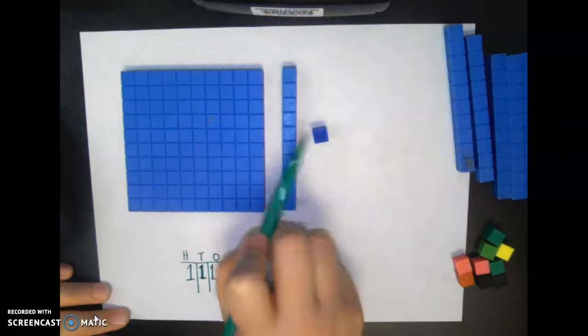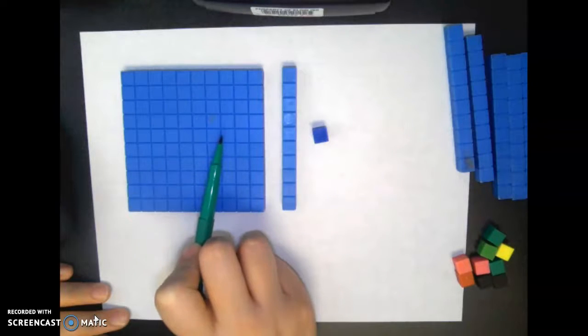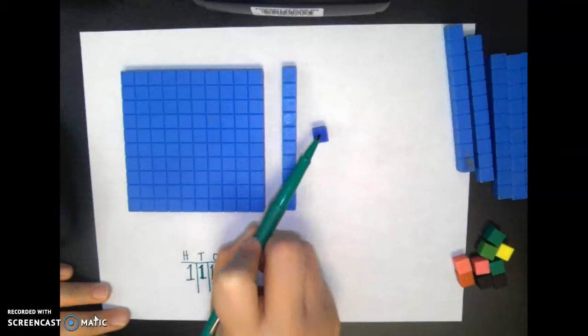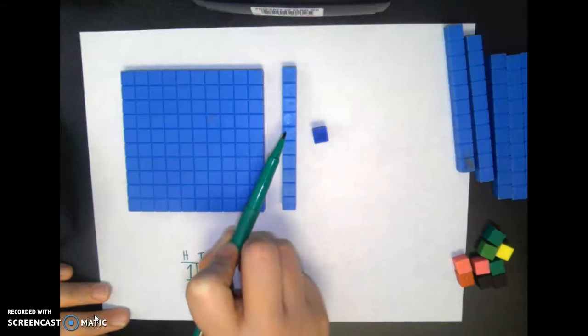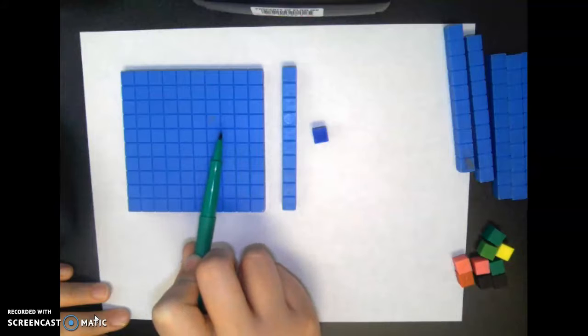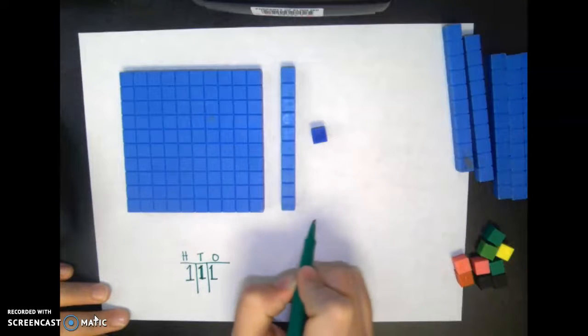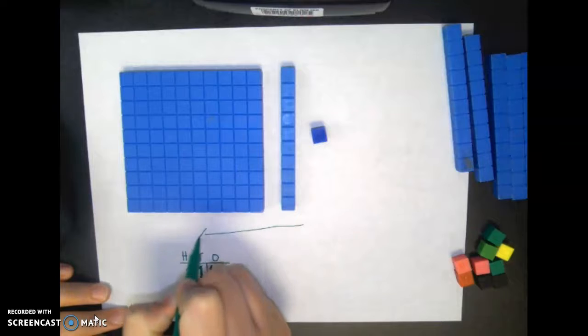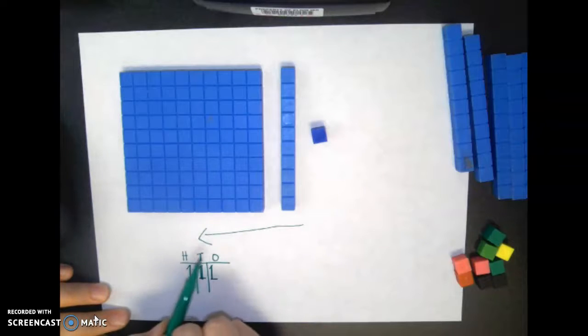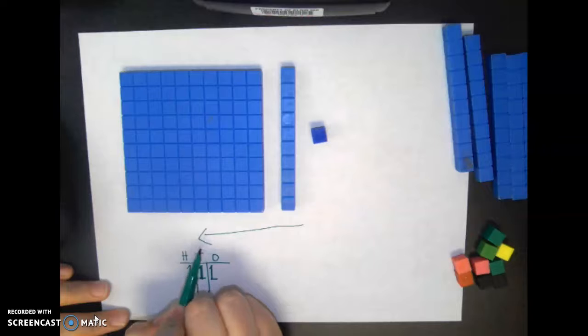So this is smaller than this. This 10 is going to be smaller than my 100. This 1 is 1/10 of my tens rod. This tens rod is 1/10 of my hundreds block. So when you go from your ones to your tens or tens to your hundreds, you're going to say that it is 1/10 of that value.